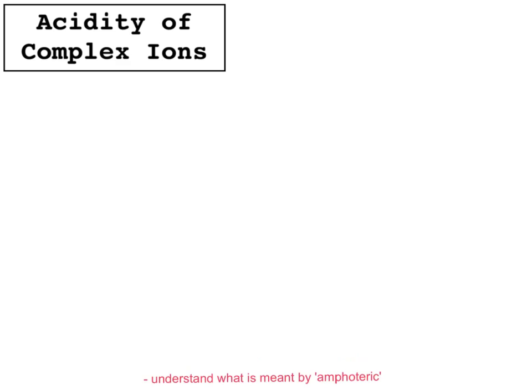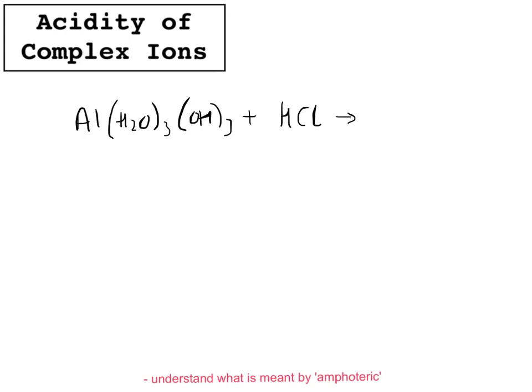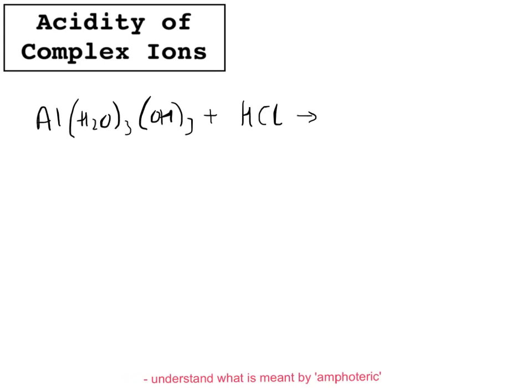An example of this type of compound is aluminium hydroxide, which has the formula Al(H2O)3(OH)3, and that will react with, for example, hydrochloric acid to form aluminium with 6 waters around it, the hexaaqua ion, with a 3+ charge and 3 Cl-. So here, the aluminium hydroxide has acted as a base, as you'd expect from a hydroxide, to form the hexaaqua ion and 3 chlorides with hydrochloric acid.